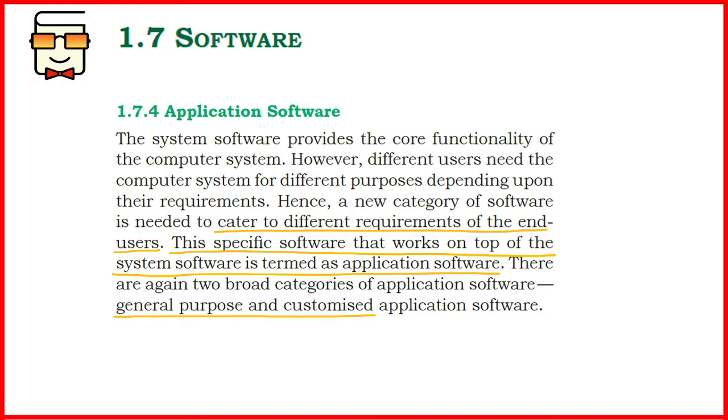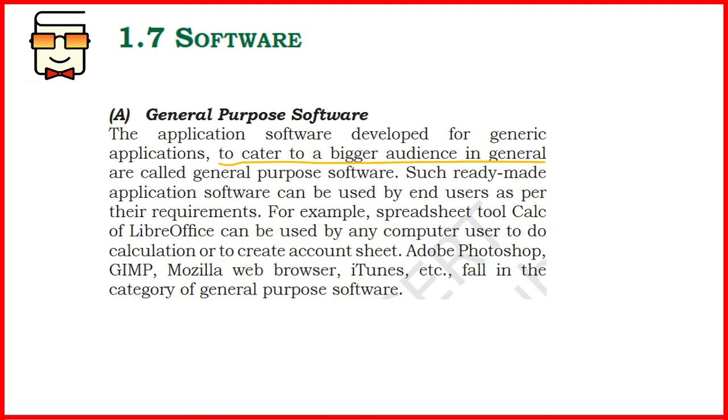These are all specific functions that the end user may require in different fields, and application software is developed so that it can run on top of the system software. That means it can use the basic functionalities of the system provided by the system software, and then allow the user to perform a specific task provided by the application software.